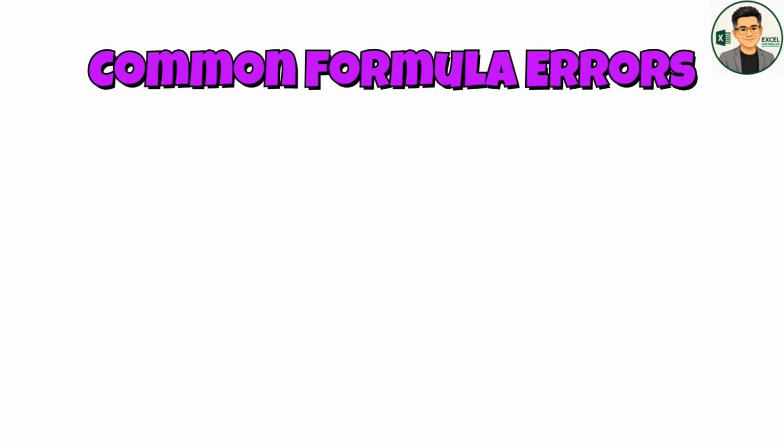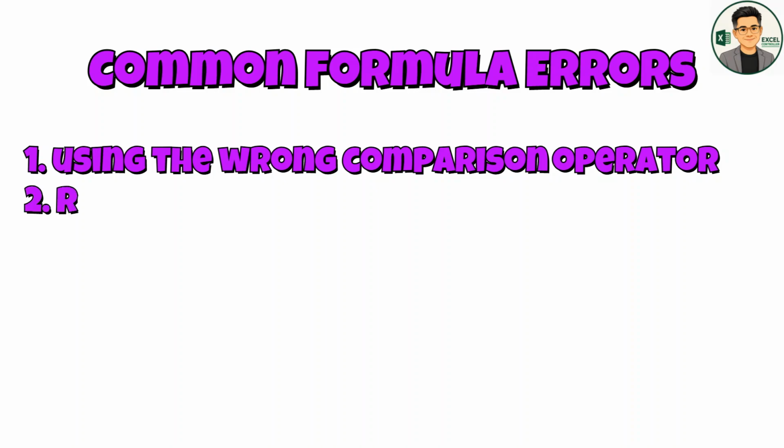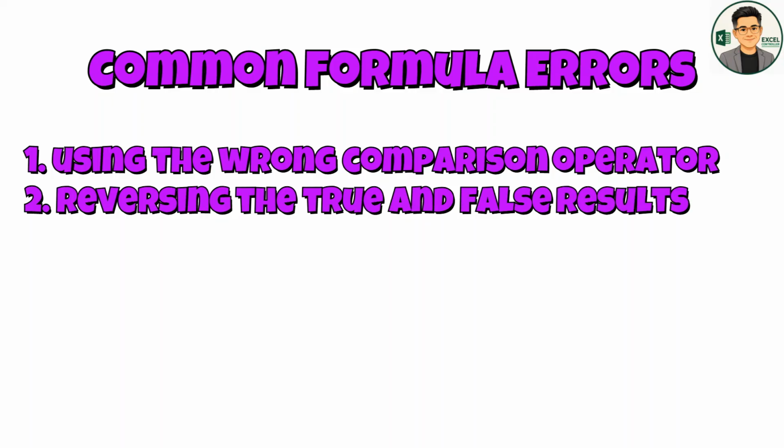Let's review the most common problems with if functions. The first problem is using the wrong comparison operator. If the business rule says greater than or equal to, but the formula uses greater than, values exactly at the threshold will be classified incorrectly. The second problem is reversing the true and false results. Excel will accept the formula, but your report will be wrong.